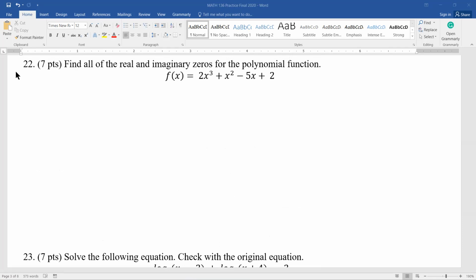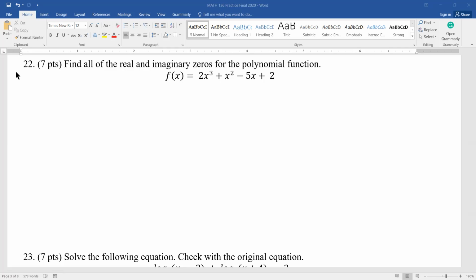We're going to take all the factors of the constant divided by all the factors of the coefficient. In this case, all the factors of 2, plus or minus 1, plus or minus 2, divided by all the factors of 2, plus or minus 1, plus or minus 2. So that's going to give me a list of possible zeros. 1 divided by 1 is 1. 2 divided by 1 is 2. 1 divided by 2 is 1/2. And 2 divided by 2 is just 1 again. So really, I just have 6 possibilities.